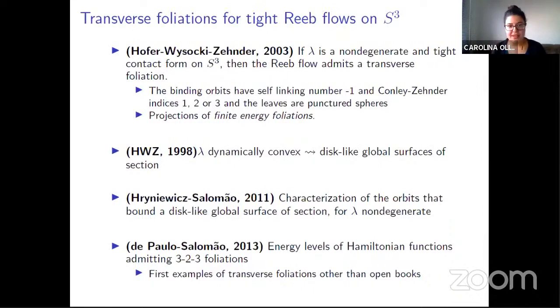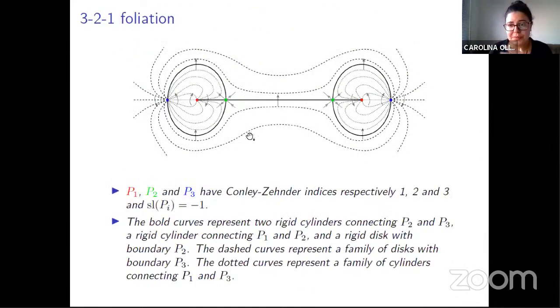The foliations I will talk about are called 3-to-1 foliations, also because of the Conley-Zehnder indices of the binding orbits. Basically, they are defined like this. We have three binding orbits with Conley-Zehnder index 1, 2, and 3. This one is the index 2, which is hyperbolic. We can see the projection of the stable and unstable manifolds here. This one is index 1, and this one is index 3.